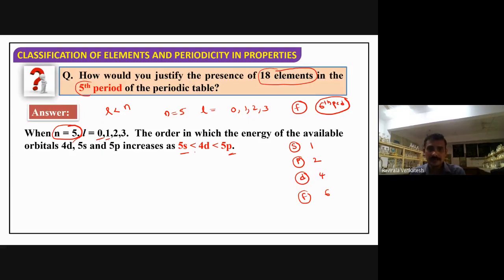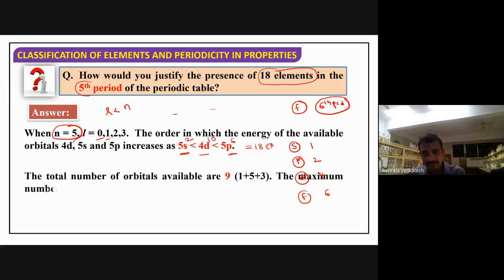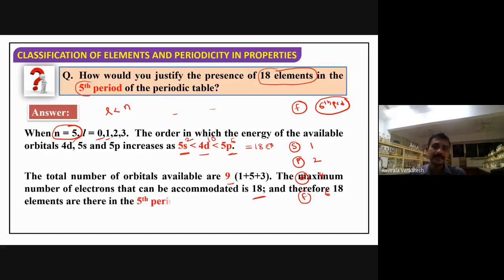So what have I taken? 5s, 4d and 5p. Now in s orbital, how many electrons can we fill? Only 2. In d we can fill 10. In p we can fill 6. In total we are filling 18 electrons. The total number of orbitals available is 9, so 9 into 2 is 18. So the 5th period contains what actually? 18 electrons, isn't it? In this way we can easily answer.